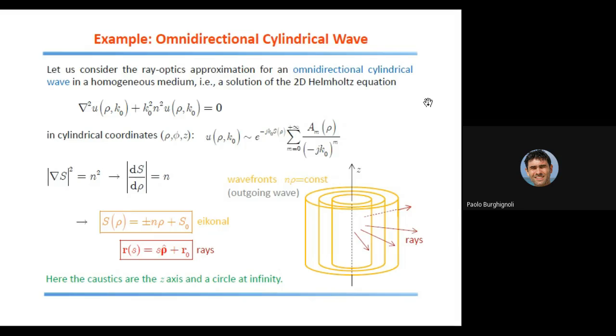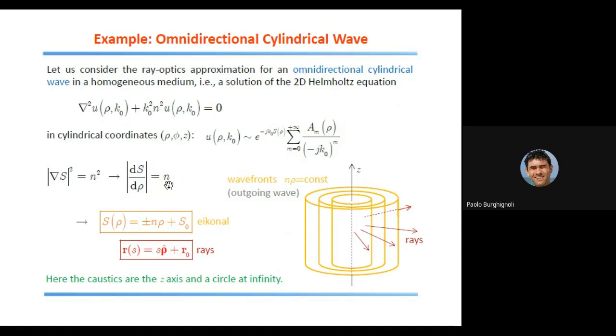If you consider the ray optical approximation to a cylindrical wave, which is a wave that does not depend on the axial direction z, and to keep things simple, we will also assume that it does not depend on the azimuthal angle phi, so it's an omnidirectional cylindrical wave. Then you can try to find an approximate asymptotic solution to the Helmholtz equation by looking for a solution in the form of this Luneburg-Kline series, where now the Eikonal equation tells us, since the Eikonal depends only on the radial coordinate rho, that the absolute value of the derivative of the Eikonal with respect to rho must be equal to the refractive index.